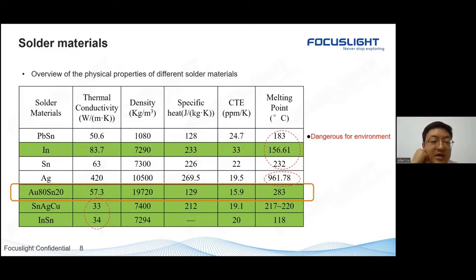So we consider that gold-tin is very good for laser chip bonding as a very reliable bonding interface. Then you can see some solders like tin, silver, copper have a very low thermal conductivity, and the melting point is higher, but the thermal conductivity is too low. So the heat will be transferred slowly from the chip to the substrate. So we think gold-tin is the best solution for laser chip bonding.